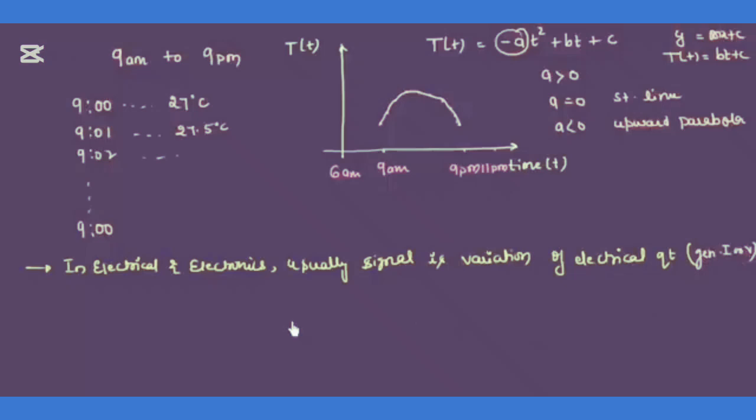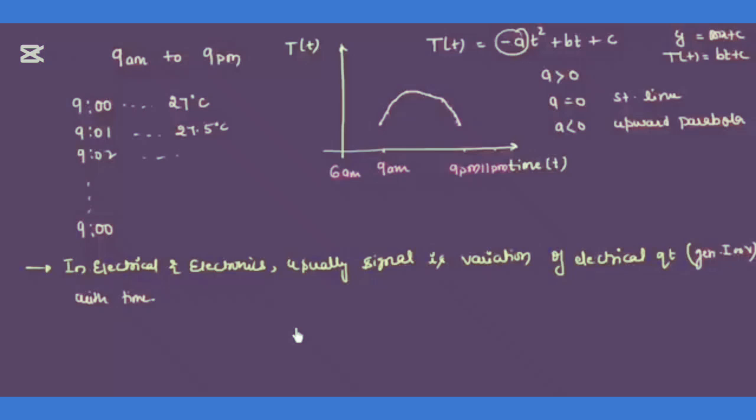And what is the independent quantity in this case? The independent quantity is time, so this variation of electrical quantity, generally current or voltage, is with time. This is something you have to keep in your mind, and there is one very important point that you must know.